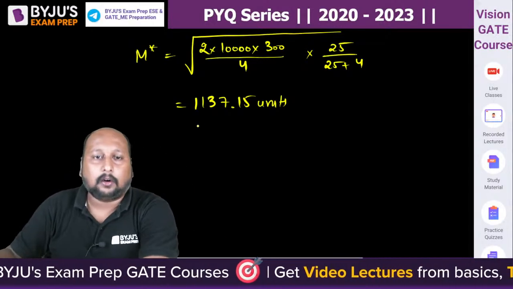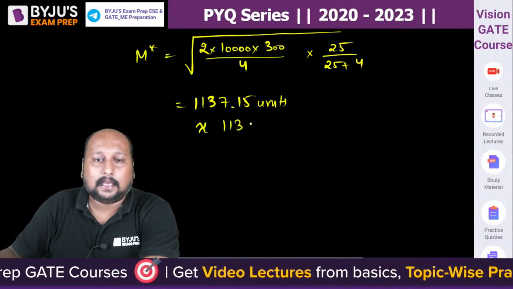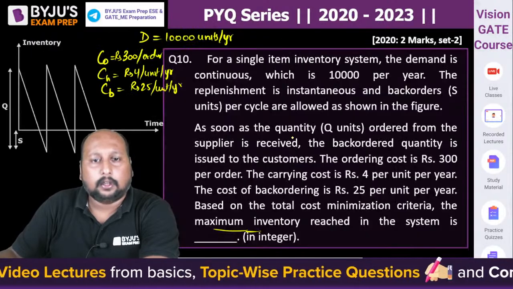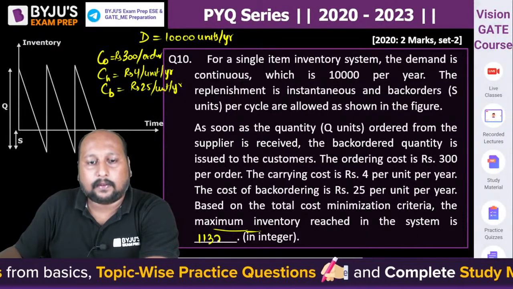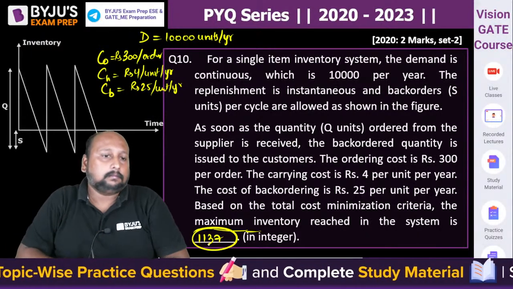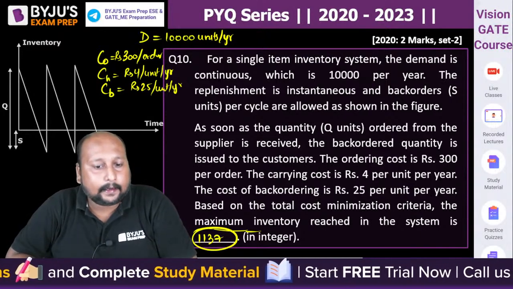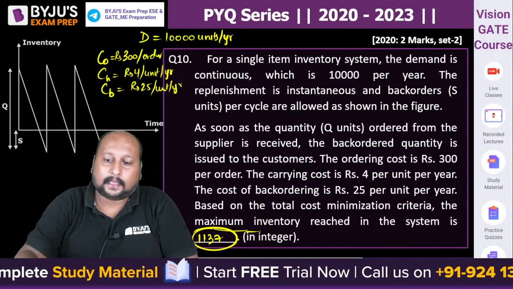Clear? So we can now go to the next decimal. 1137 units is the nearest integer that we can say. So I can say 1137 is the final correct answer. Okay, clear? Next question, question number 10 and 11 on the screen.